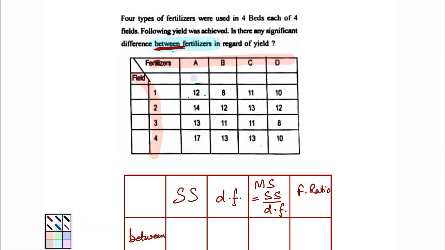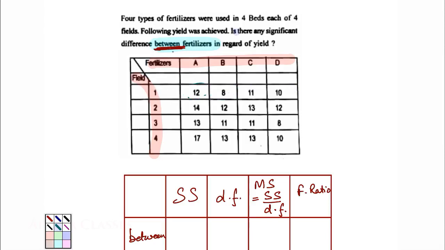So the following yields were achieved. When you used fertilizer A on the first bed in field 1, you got 12. When in the same field on the second bed you used fertilizer B, you got a yield of 8. When in the same field on the fourth bed you used fertilizer D, you got a yield of 10. So these were the yields.